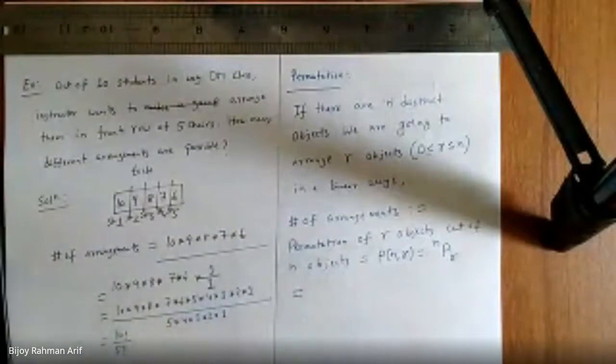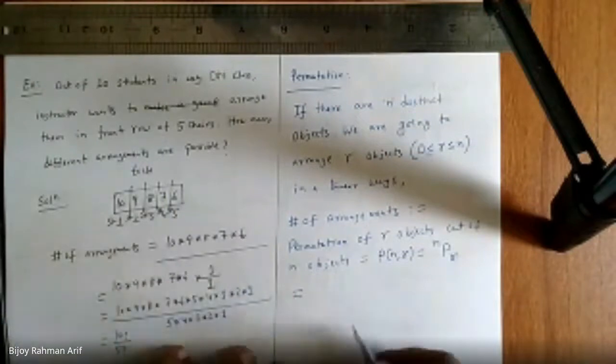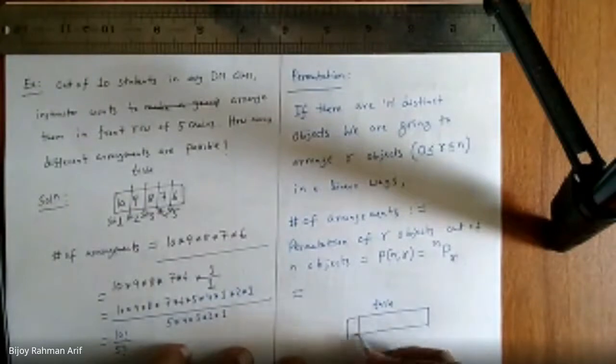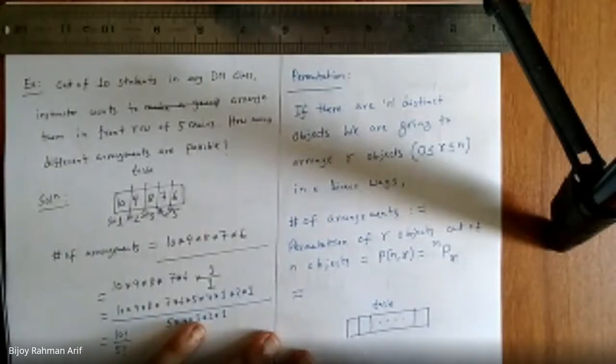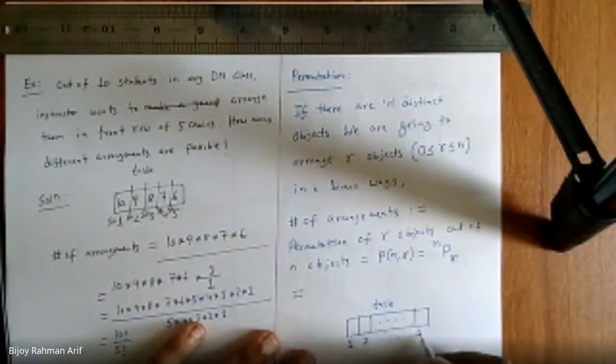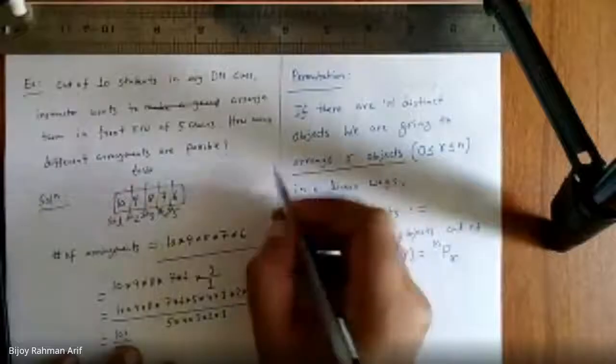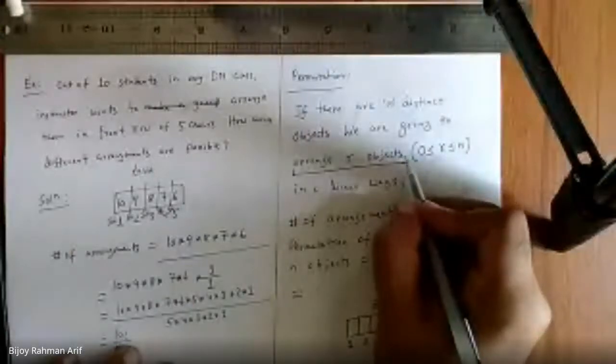What would be the formula? n factorial divided by (n minus r) factorial. Again, use this one. The task is filling chairs. How many chairs do I need to fill up? 1, 2, up to r. We arrange r objects out of n objects.